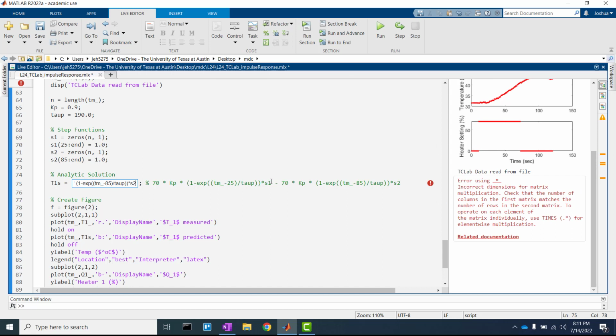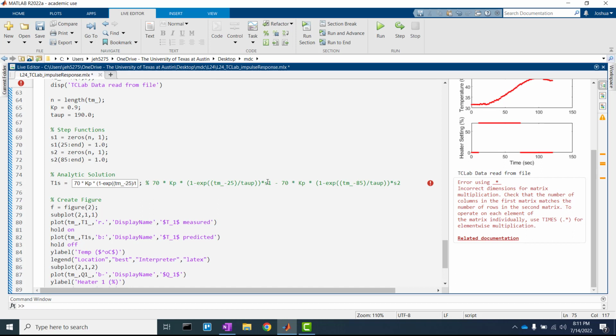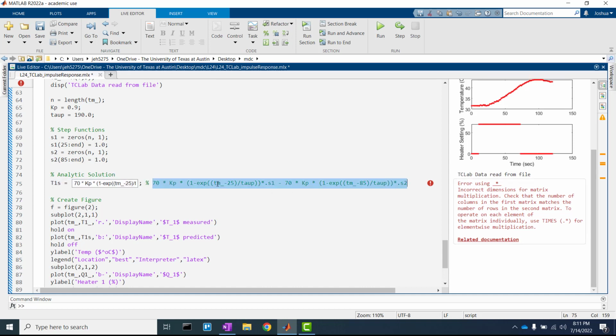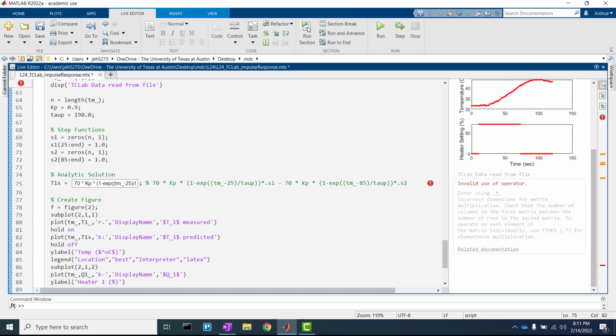Thought about that too. S1 is going to be, we're multiplying each element. We're doing these element-wise operations rather than matrix operations. So because of that, we're going to want that dot by the operator. So we'll try one more time. One of these times we'll get it right. We can all go home. Invalid use of operator.